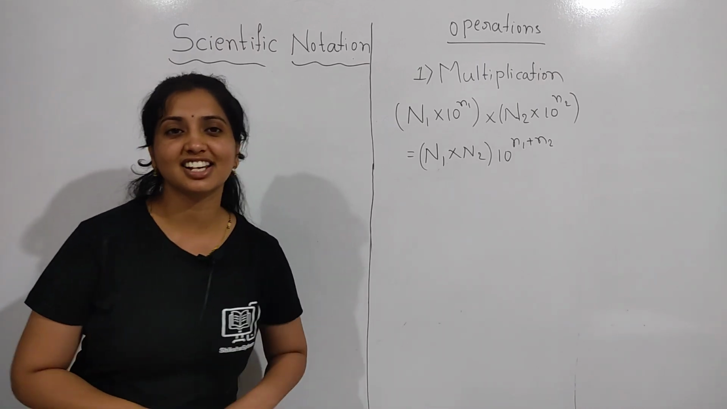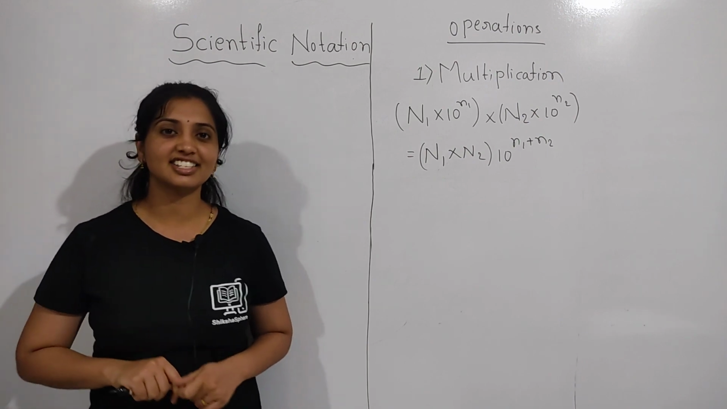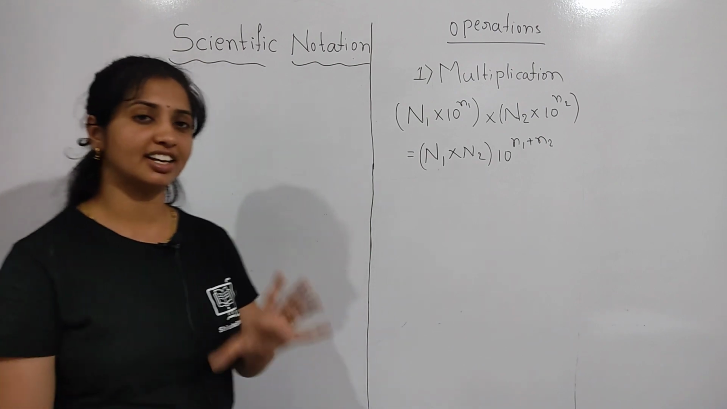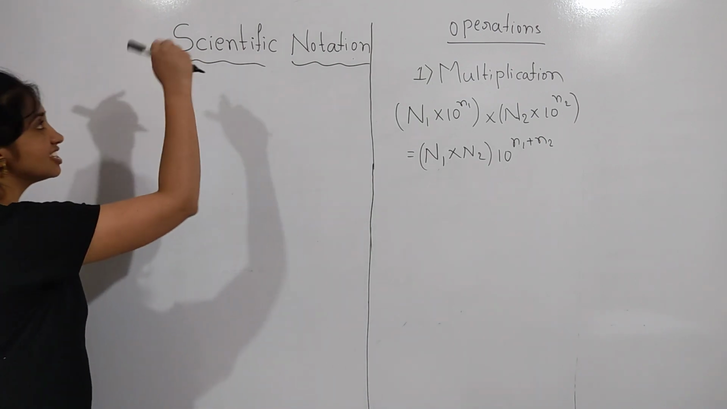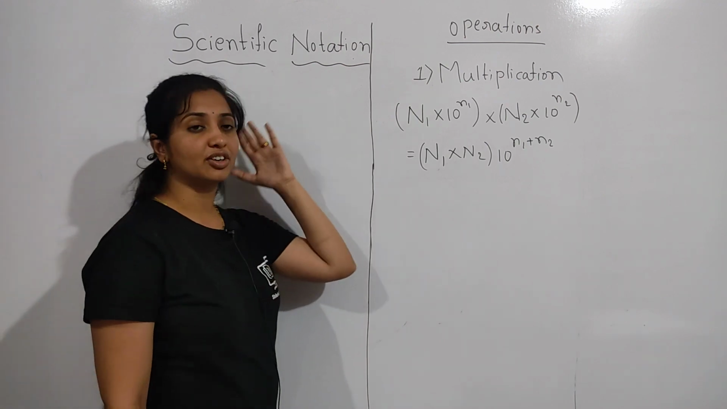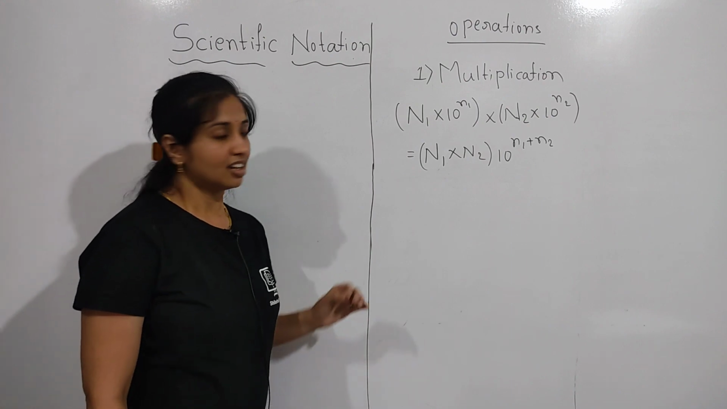Everyone, in previous classes we already discussed the derived physical quantities and the prefixes. In today's class we are discussing a very important concept, that is scientific notation. So what is the meaning of scientific notation here? What is the use of scientific notation?